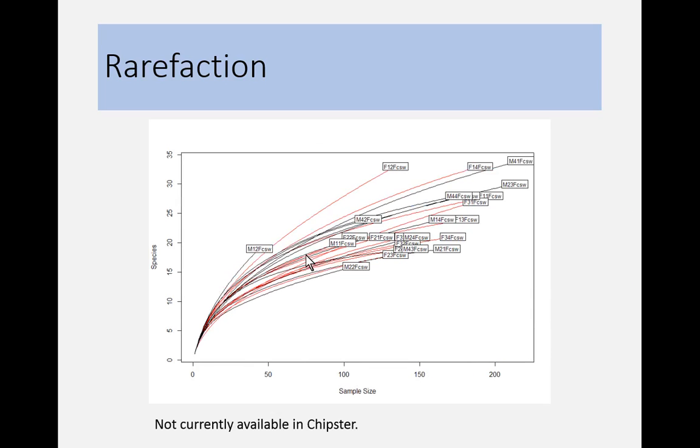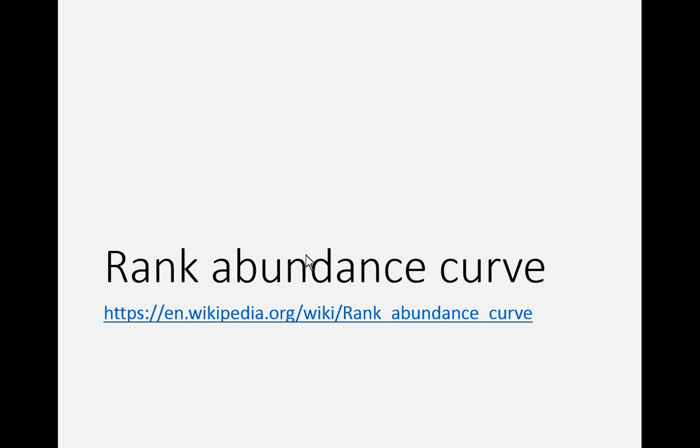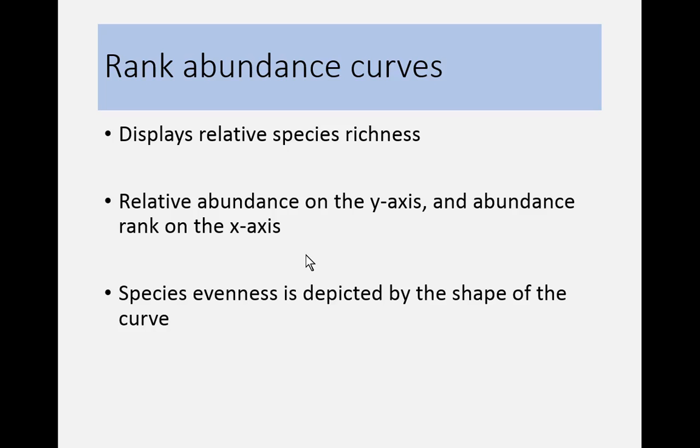This is not currently available in Chipster, but it should be pretty simple to add. So let's see when we get around to do that. But this is just to check the sampling efficiency. You can also draw a rank abundance curve. If you want to read more on that, there's a Wikipedia page. But it displays the relative species richness.